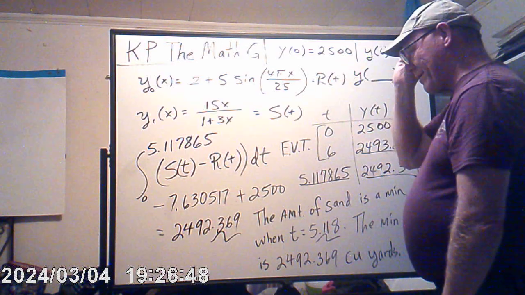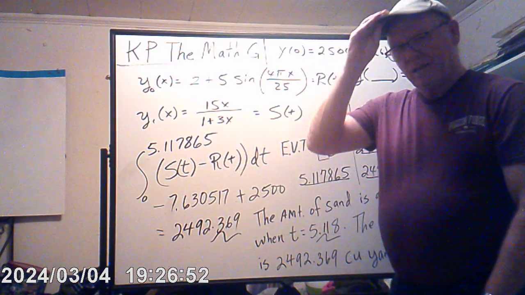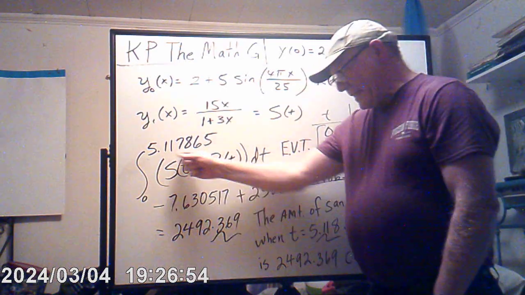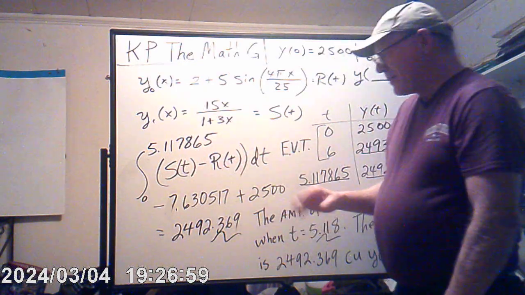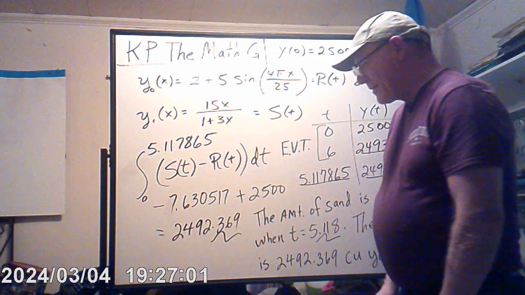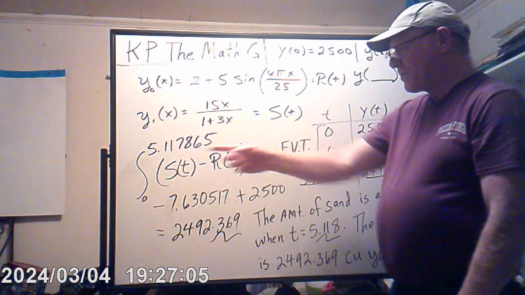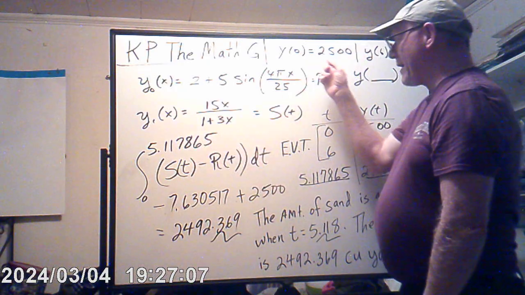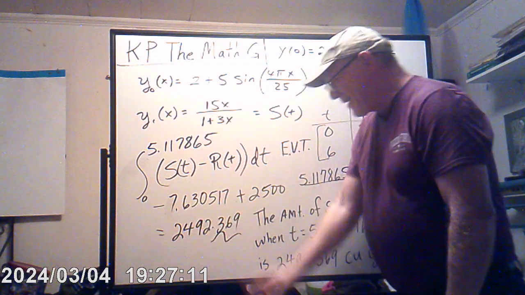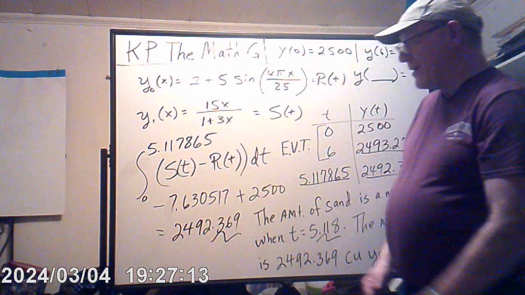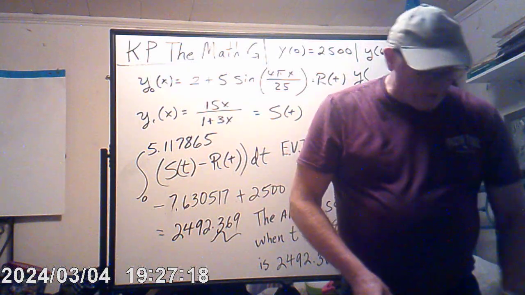So you got to integrate this here, okay? The amount of sand you have minus the amount of sand that's leaving, okay, due to a tide. And so you had to do that, and then add 2,500 to that, because you can't just go with these numbers here. You got to add 2,500, and you could probably do that from the beginning if you've done that. So either way will work for you.